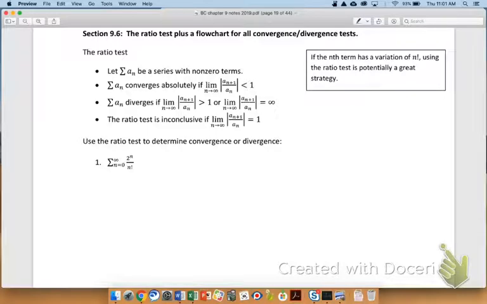So here's the ratio test in a nutshell. If you have a series, we're going to call it A sub n, and we run this test. I'll just highlight the test here for you. It's right here. We do the limit as n goes to infinity.